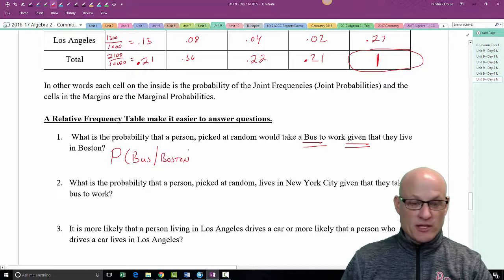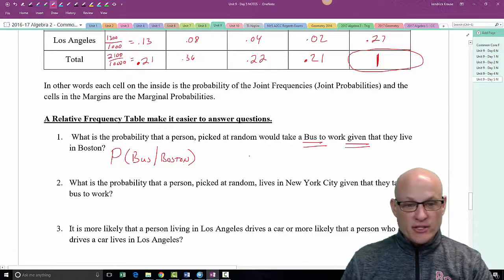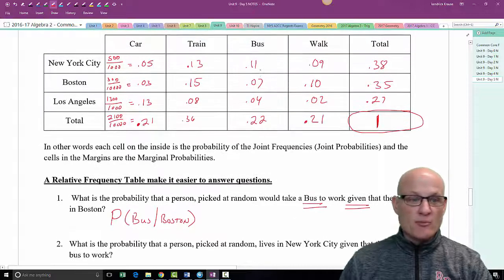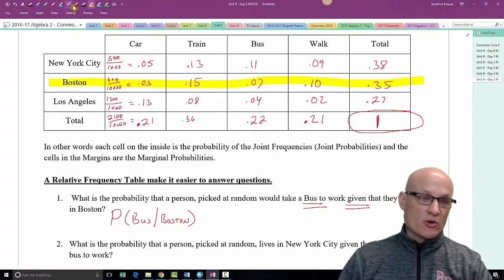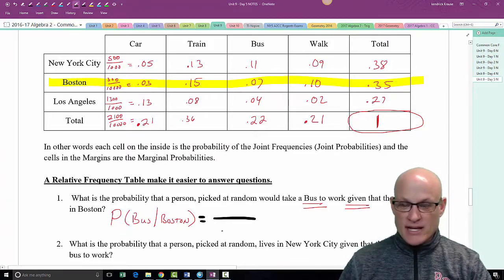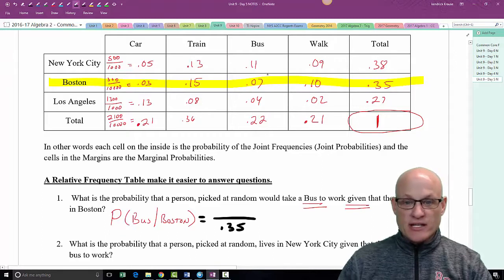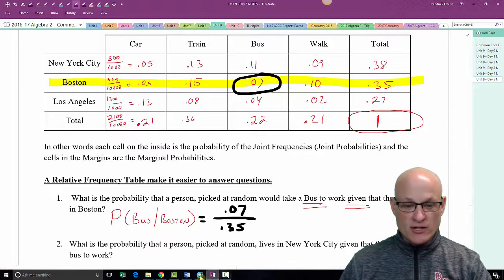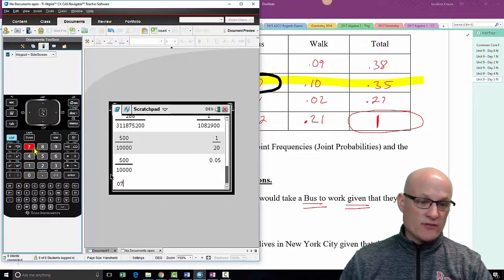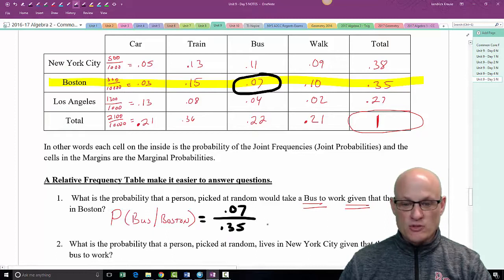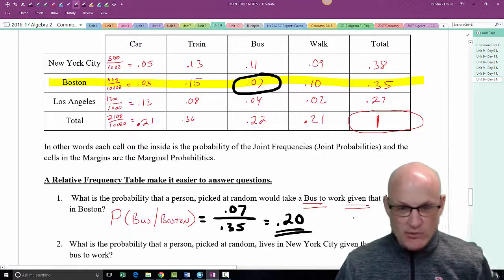Now we got to be careful with this one. I probably started out a little bit tricky on you. So given that they live in Boston, my universe is Boston. That's my universe. In other words, that's my denominator. My denominator is 0.35. How many take a bus, given that? Oh, 0.07. So I go to my calculator and I do 0.07 divided by 0.35, and I should get 0.2, or 20%. So given that they live in Boston, 20% of them will take a bus.